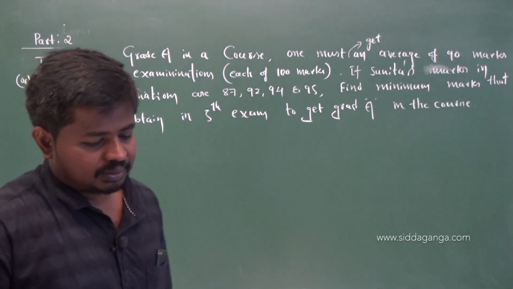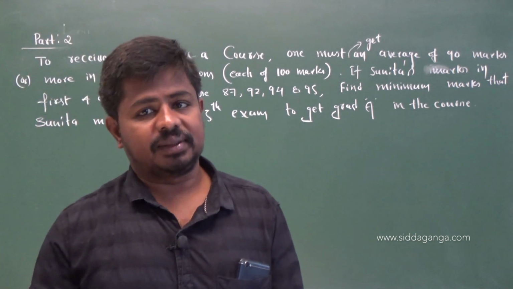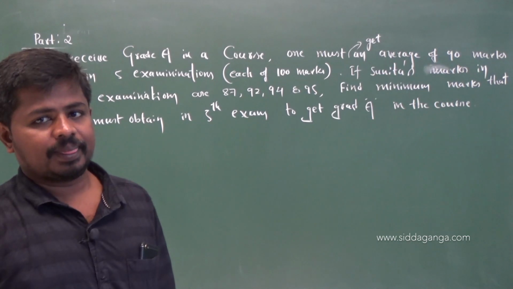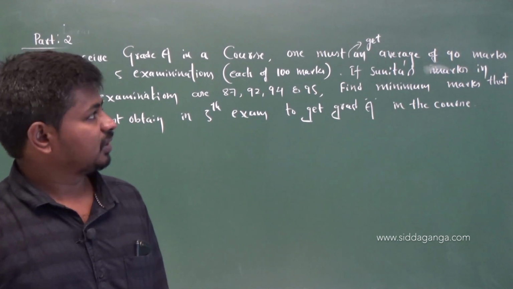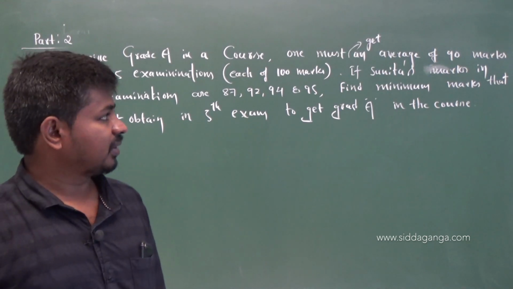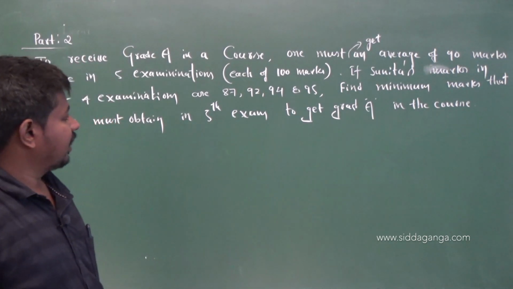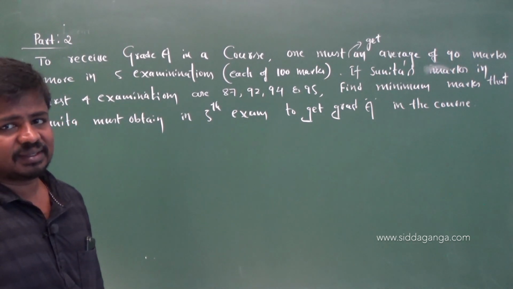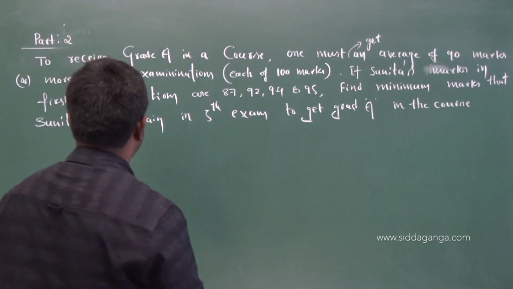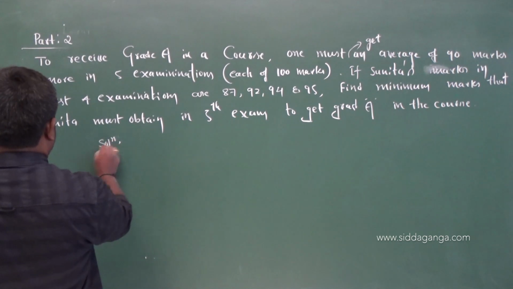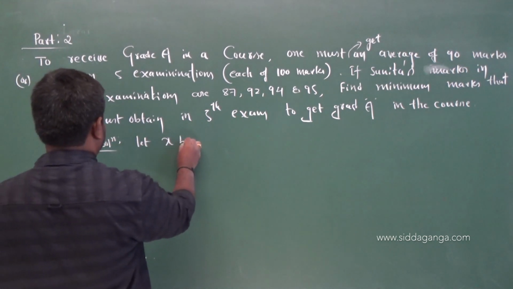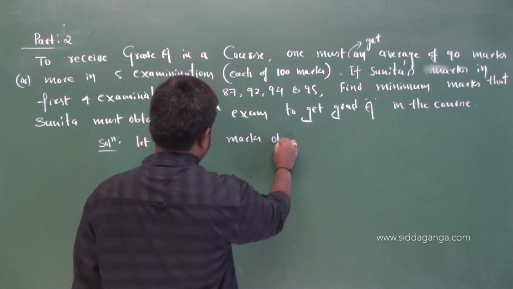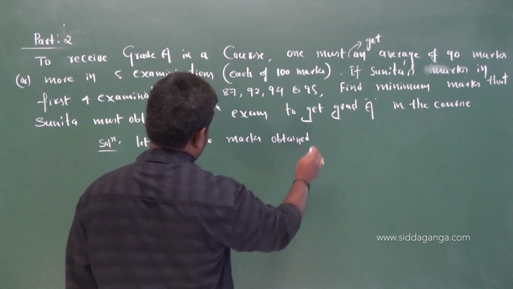It's very simple, students. The minimum average marks should be 90 in the 5 examinations, all out of 100. In 4 exams, she has secured 87, 92, 94 and 95 respectively. Then what must be the minimum marks in the 5th test? That's the question. So, same as before, let x be the marks obtained in the 5th test.